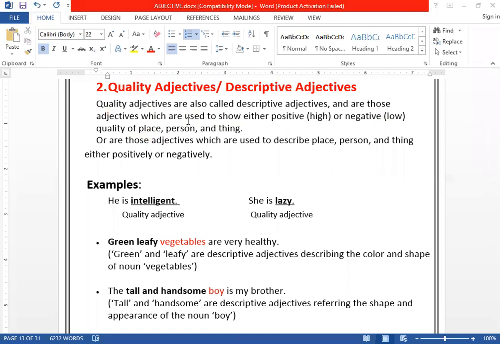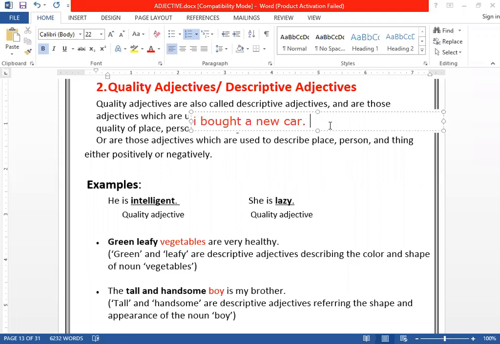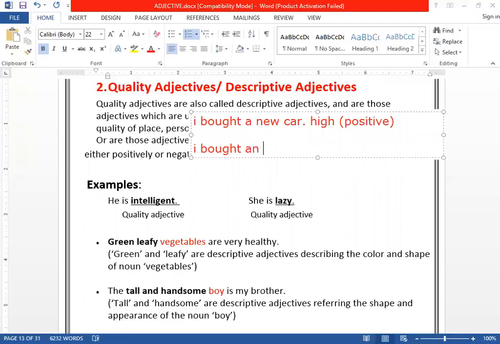Let me give you an example, then you will quite easily understand it. For example, if I say, Ahmad bought a new car. Now what is car here? Car is a noun, and what is new? New is an adjective. Clear? So in this case, new is an adjective. What type of adjective is it called? Descriptive adjective, or quality adjective, and it modifies the high, meaning positive, quality of a noun. If I say I bought an old car, it talks about low quality, or you can say negative quality of a noun. So old is a descriptive adjective. It modifies the low quality of a noun, whereas new is also an adjective that modifies the high quality of a noun.